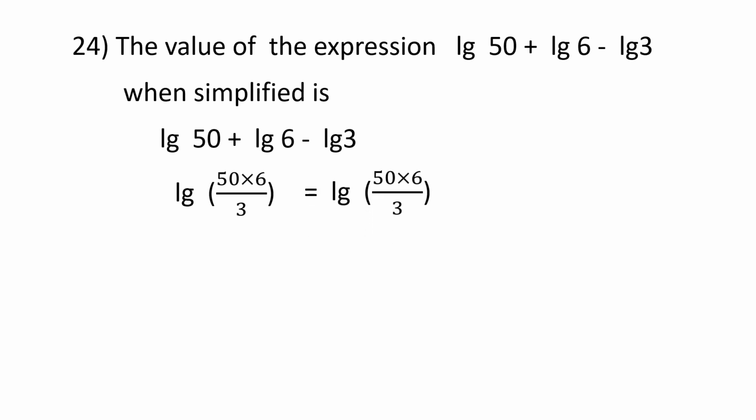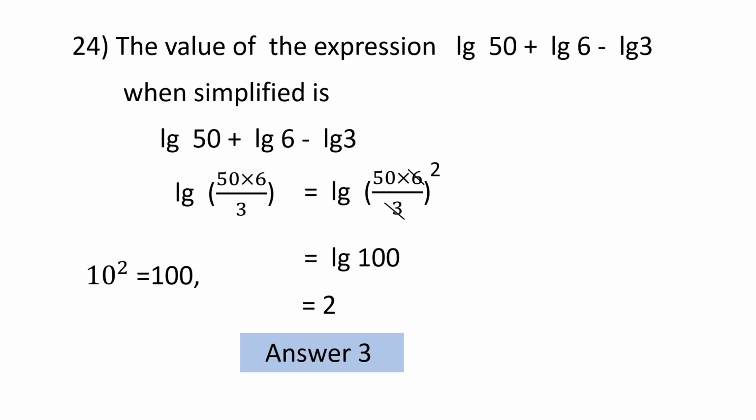Now you have to simplify. There you can see that 3 and 6 can be simplified. 3 divided by 3 is 1. 6 divided by 3 is 2. 50 multiplied by 2 is 100. The remaining is lg 100. Now you know 10 to the power 2 is equal to 100. Then the value of lg 100 is 2. The answer is answer 3.